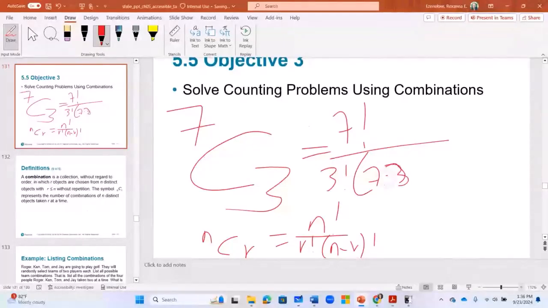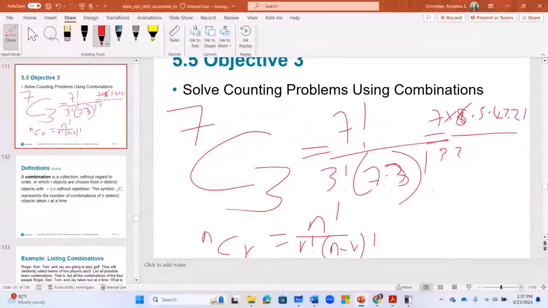So this is how I'm going to do it. Don't worry about doing it by hand, but anyway, I'm just going to show what it is. 7 times 6, 5, 4, 3, 2, 1. And then I'm going to do 3 factorial, which is 3 times 2 times 1. 7 minus 3 is 4, times 4 times 3 times 2 times 1.